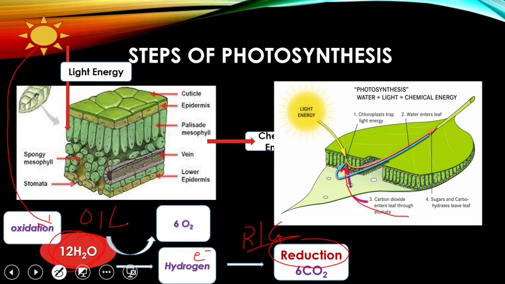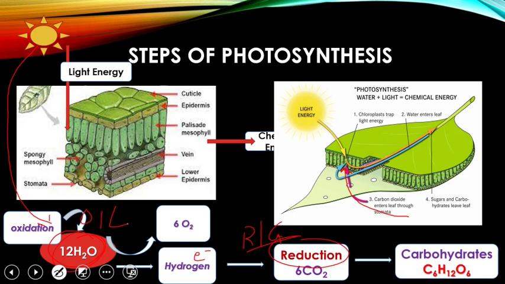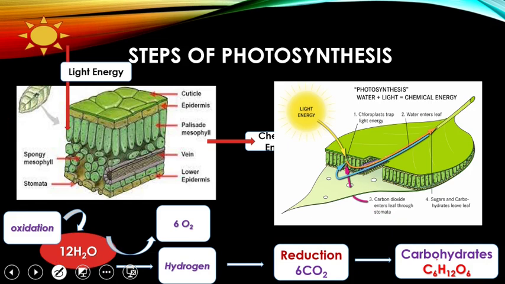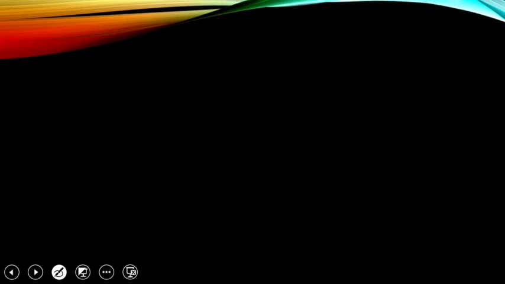OIL: oxidation is losing of electron, and after this reduction, carbon dioxide receives hydrogen. See, CO2 is receiving hydrogen, and this H is added and it forms carbohydrates. The sugars are formed. So again I repeat, water molecule in presence of sunlight undergoes photolysis, gives out oxygen gas and gives out hydrogen. Hydrogen is accepted by carbon dioxide. Carbon dioxide undergoes reduction, right, and it forms carbohydrate. Water is losing electrons, so it undergoes oxidation. So I hope you understood the process of photosynthesis in normal plants.